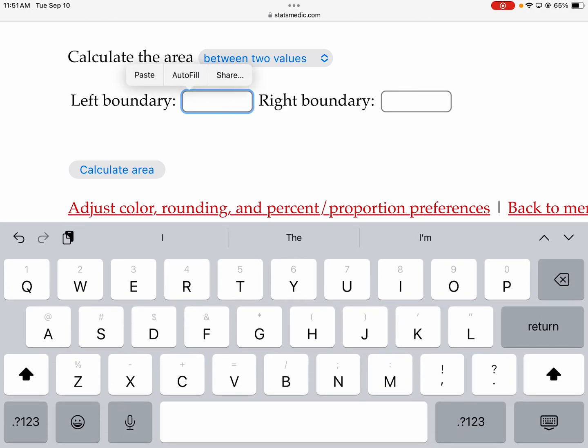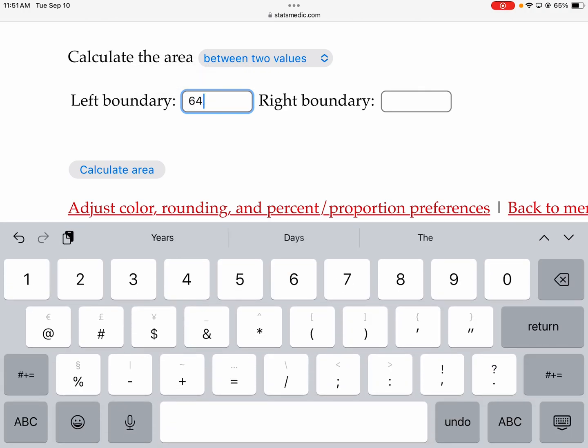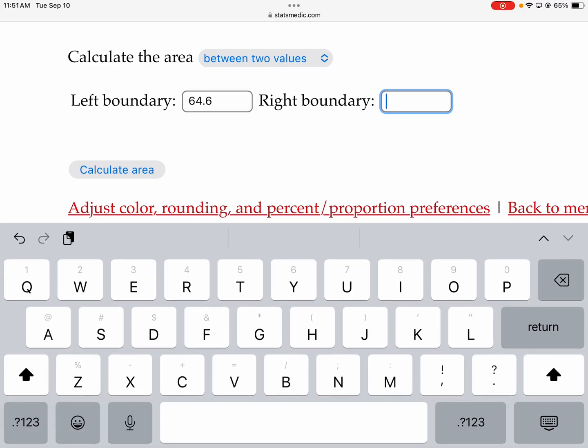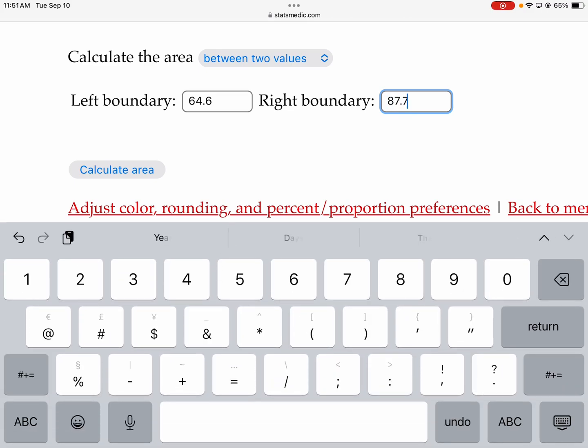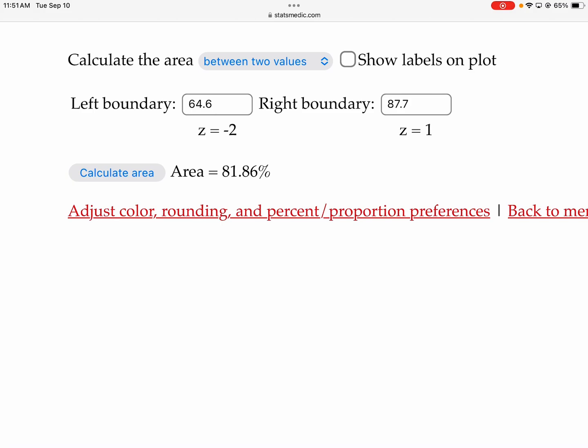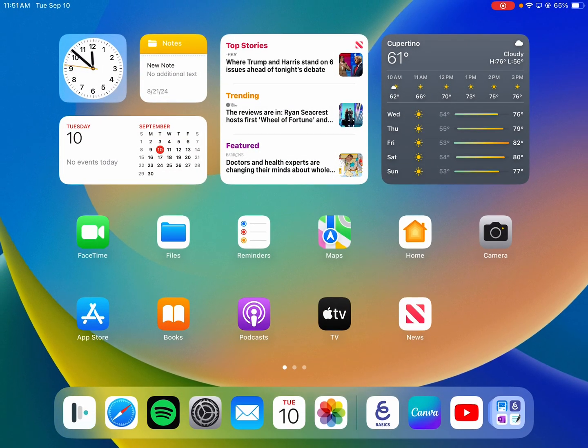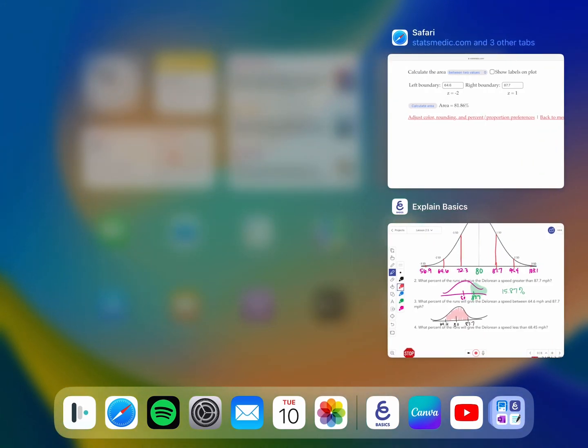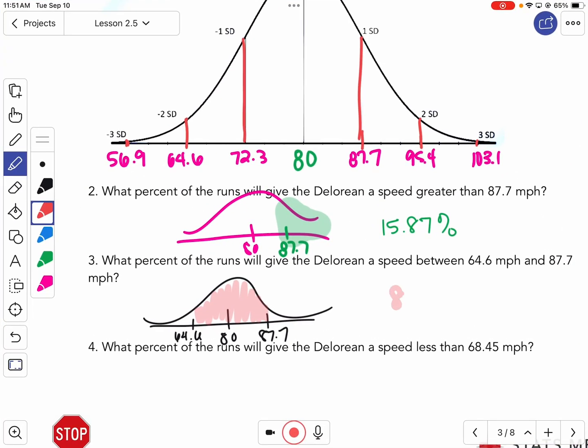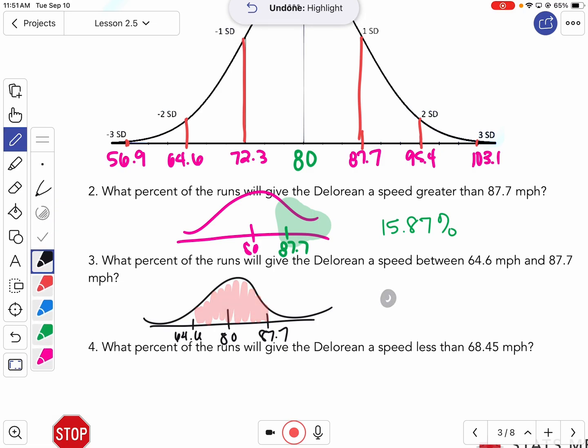Our right boundary was 64.6. Our left was 87.7. We calculate the area, and what do we get? Yeah, not worried about the z-score. I'm talking about the area. 81.86. Okay, and so we just write that percent down. Okay. Here we go. 81.86%. Okay, let's do one more.